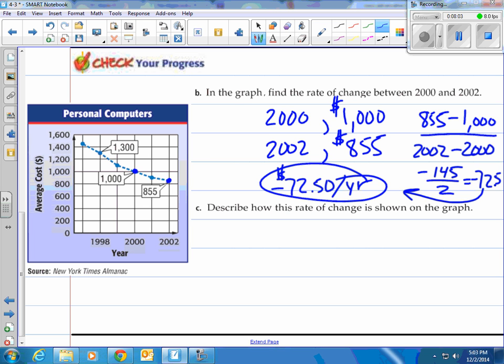All right, how about describe how this rate of change is shown on the graph? Well, it's shown on the graph by, you can see a slight negative change from here to here. It's going downward. So I would just say downward slant.